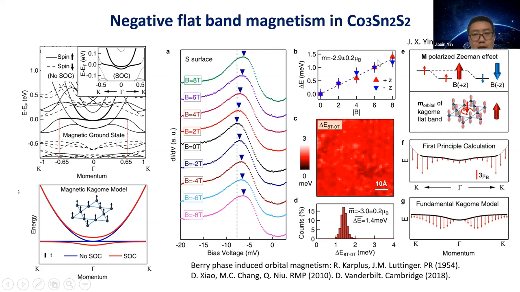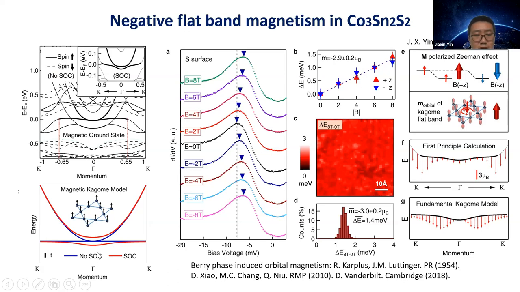If we analyze the energy shift rate, we find that it corresponds to an effective magnetic moment of -3 μB. This -3 μB is actually an enormous number, because in our first-principles calculation, the flat band comes from a spin up band, so it should have a spin contribution of +1 μB. However, we observed a negative 3 μB, so we judge this probably comes from the orbital magnetism of this material.